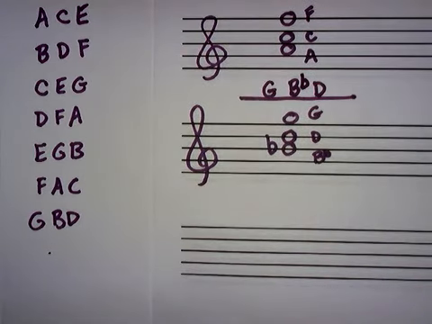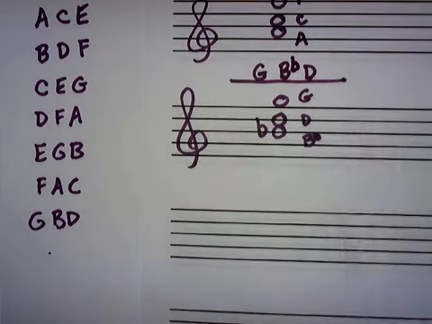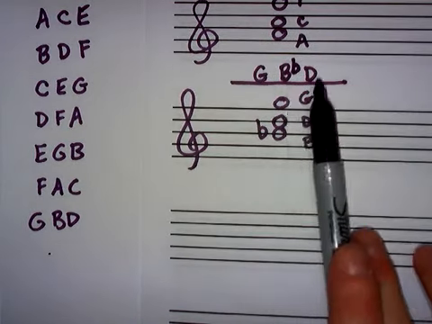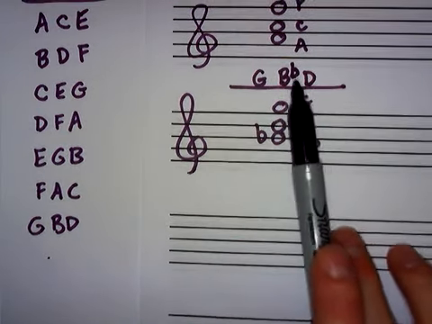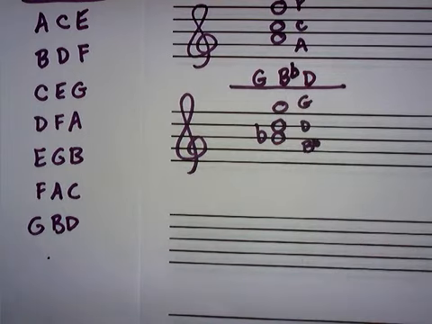So I want you to understand that when you do this, the root position spellings are worth 3 points because there's 3 answers here. And if you omit the B flat, you lose a point.